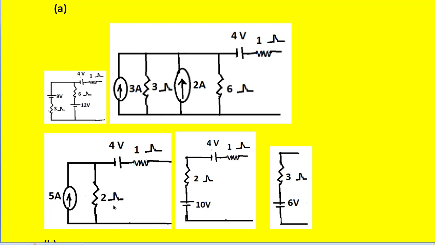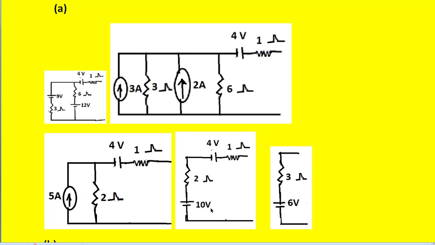Then convert this current source into an equivalent voltage source, that is 5 into 2 is 10 volts, because the current is moving upwards. The polarity of the voltage source is positive at the top, negative at the bottom. So 10 volts, and because 2 ohms is the internal resistance of the current source, this will become in series with the voltage source here like this. Then we have the voltage source 4 volts, 1 ohm like this.